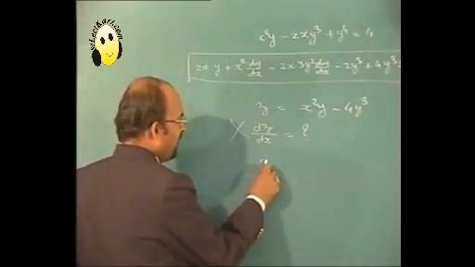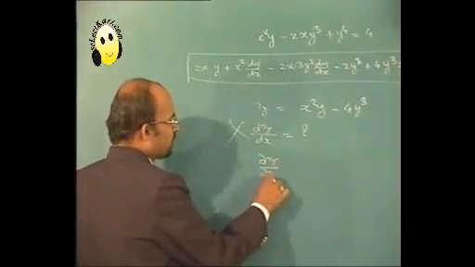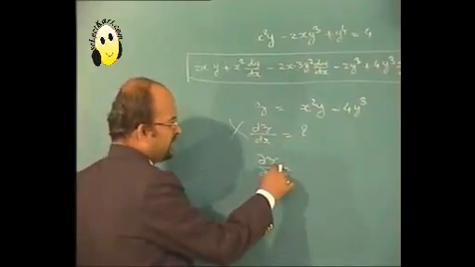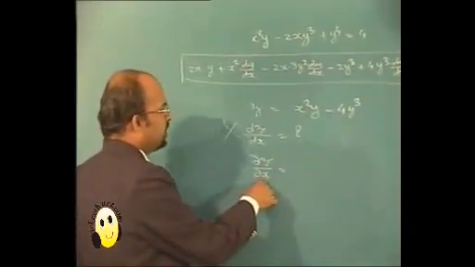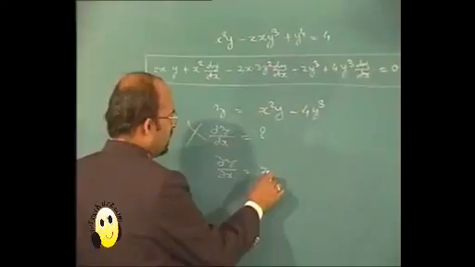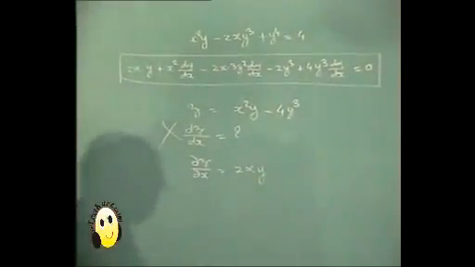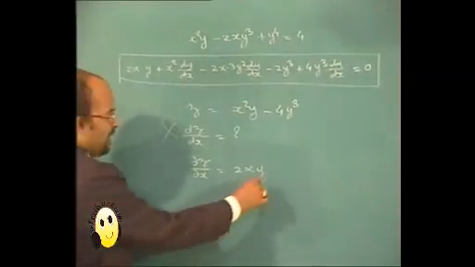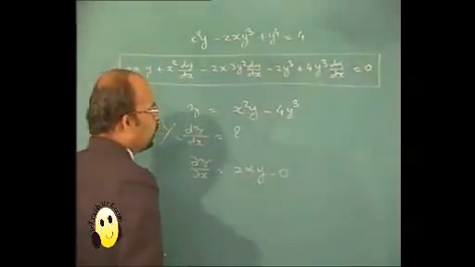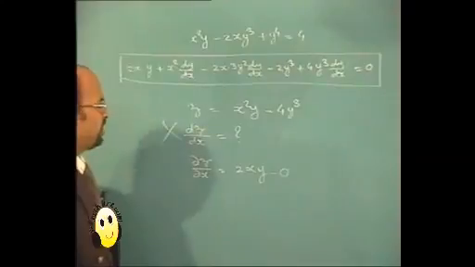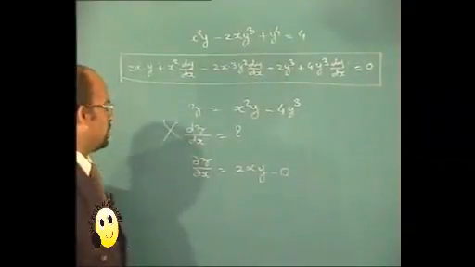Instead of that, we find del z by del x, that is differentiating z with respect to x, treating y as constant, and the value will come out to be 2x into y, since the differentiation of x square is 2x and y stays as it is, whereas the second term will straight away be 0, because we are differentiating with respect to x and y is constant.